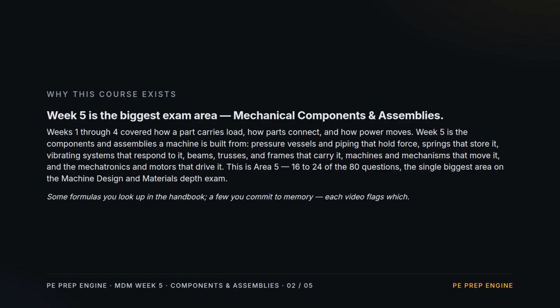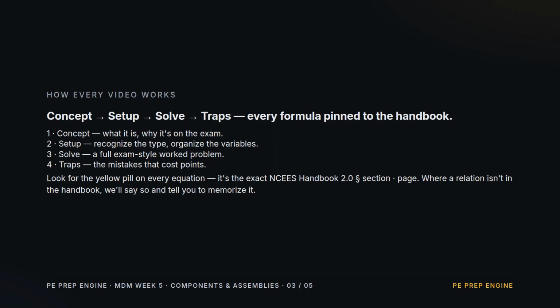exam. Every video follows the same 4 beats: concept, setup, solve, traps. And whenever you see a formula, look for the yellow pill. It's the exact section and page in the NCEES Handbook 2.0. A few relations aren't in the handbook. We'll flag those and tell you to commit them to memory. On exam day, fast handbook navigation is the whole game.